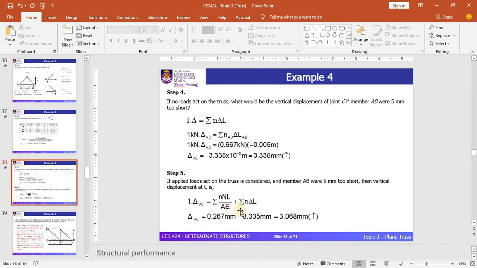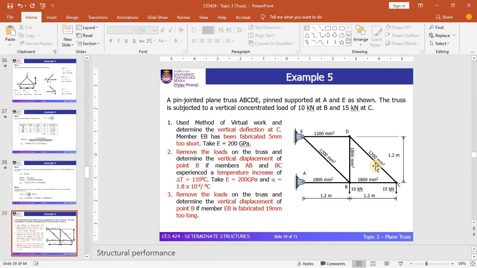Okay, so by totaling up both of these effects, you can see that the net displacement of this joint C for the truss system is equal to 3.06 mm, which is upwards. So in this case, you can see that the fabrication error has governed the displacement in the structure system. Okay, so we have done example 4, and let's proceed with another example, which is example 5.